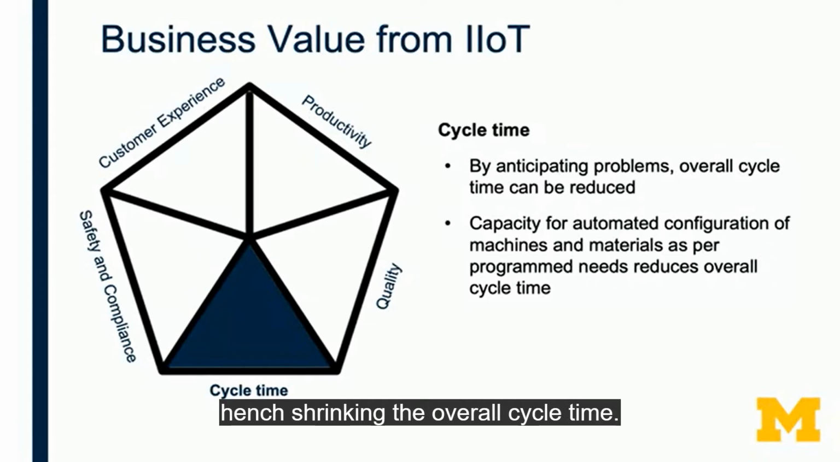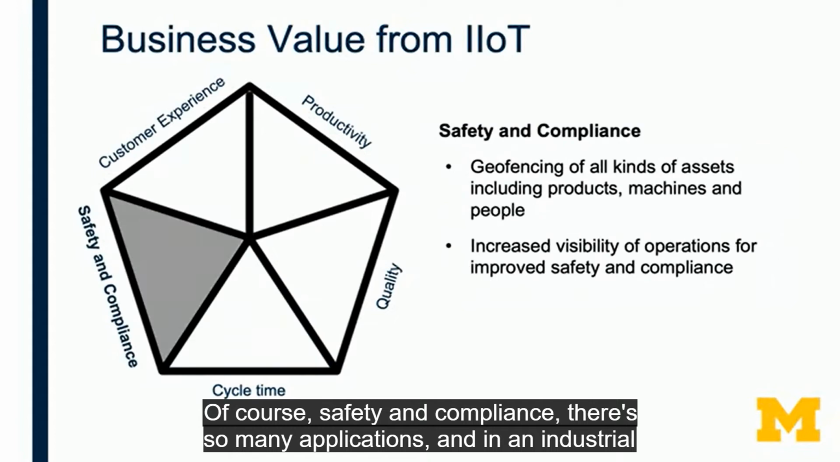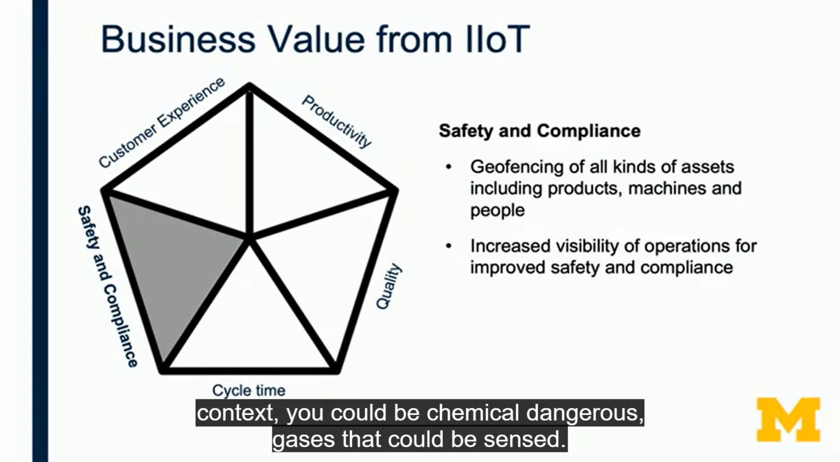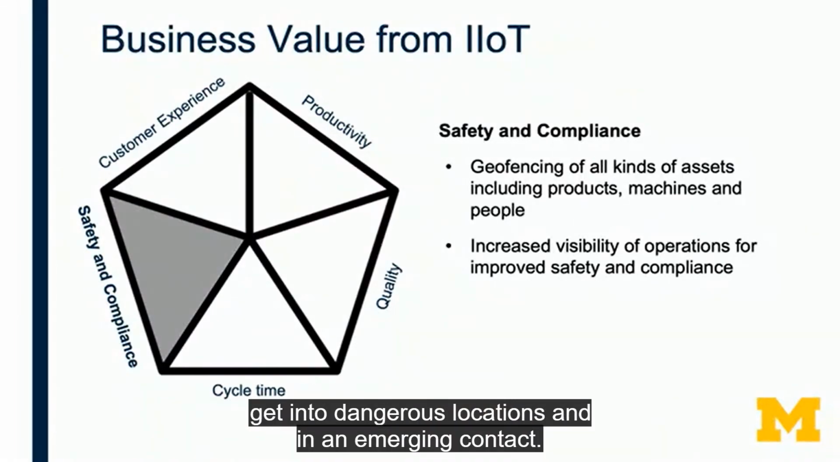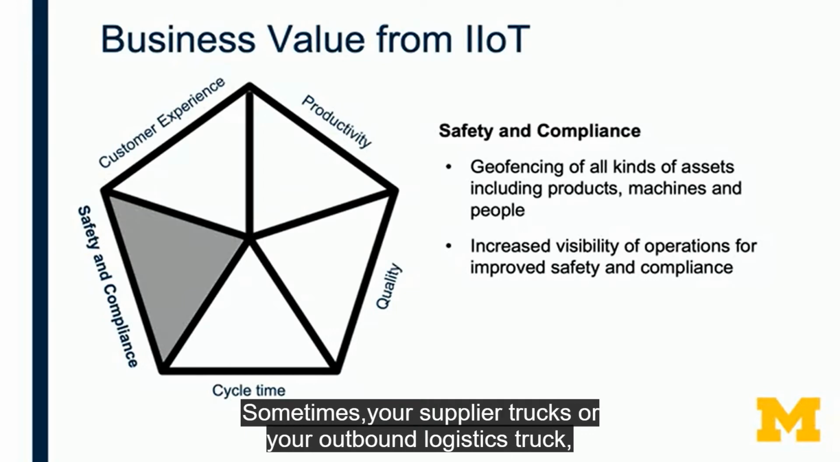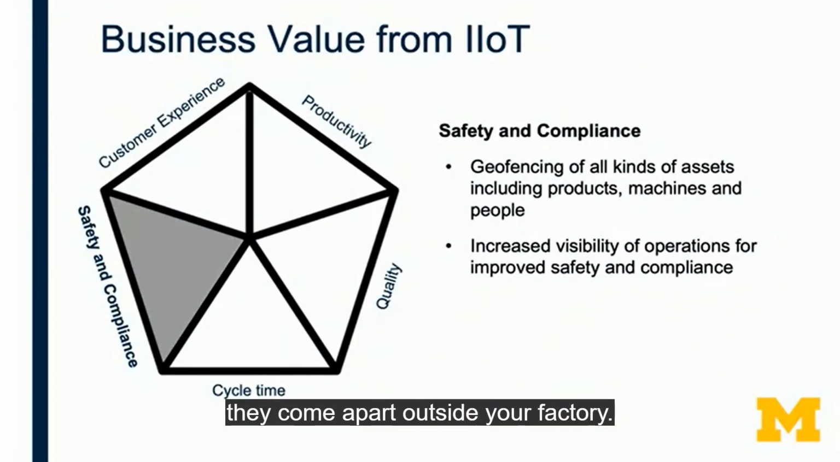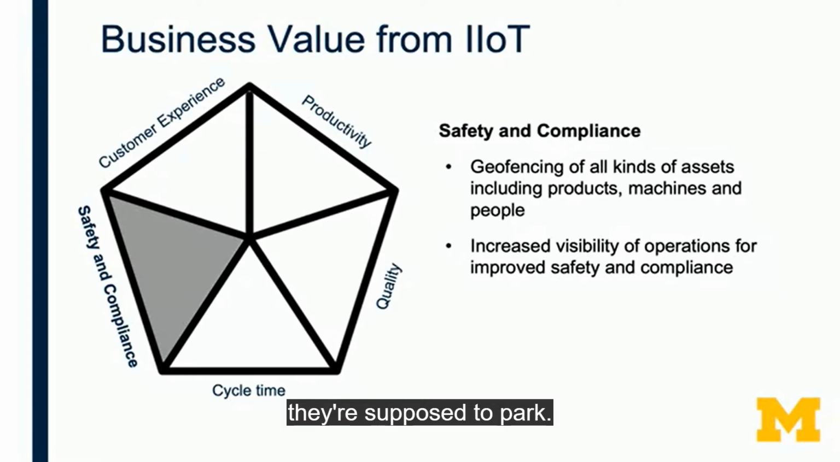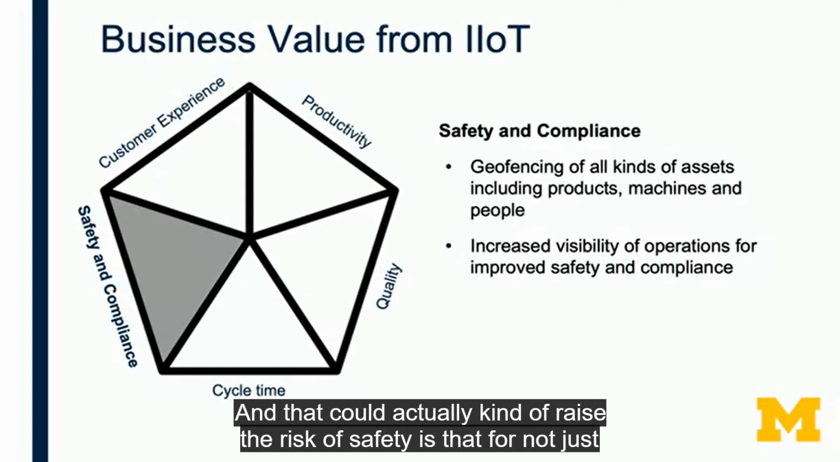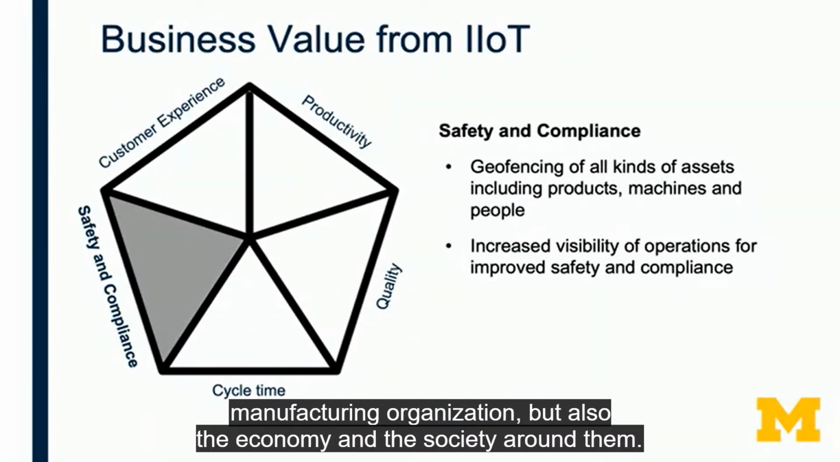Of course, safety and compliance, there are so many applications in an industrial context. Chemical or dangerous gases could be sensed. You may want to geofence some places. You may want to track that people don't get into dangerous locations. And in an emerging context, sometimes you have trucks, your supplier trucks or your outbound logistics trucks, parked outside your factory. Sometimes they may not follow the discipline in terms of where exactly they're supposed to park. And that could raise the risk of safety, not just for the manufacturing organization, but also for the economy and the society around them.